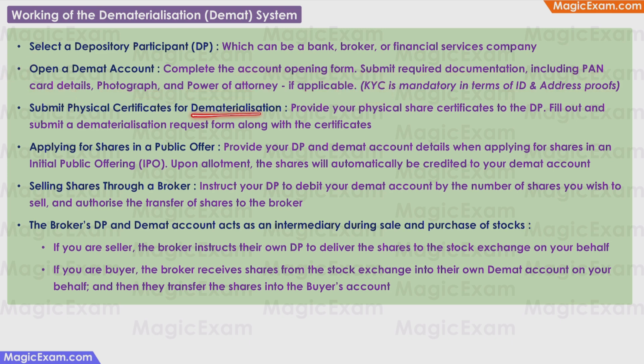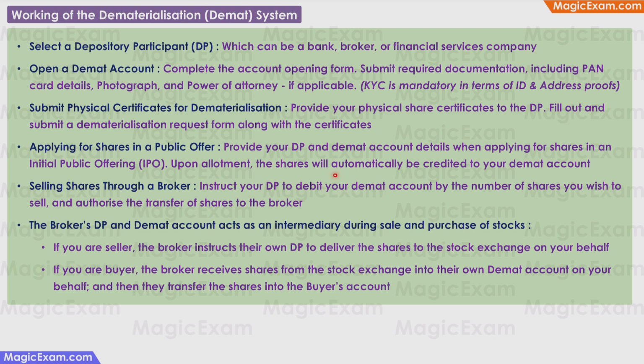If you wish to dematerialize some physical shares that you have, then you need to submit those physical certificates for dematerialization. Here you provide your physical share certificates to the DP and fill out and submit a dematerialization request form along with the certificates. The DP will then convert the physical shares into electronic format and credit them into your Demat account. If you are applying for shares in an IPO, that is an initial public offering, you need to provide your DP and Demat account details when you are applying for shares.